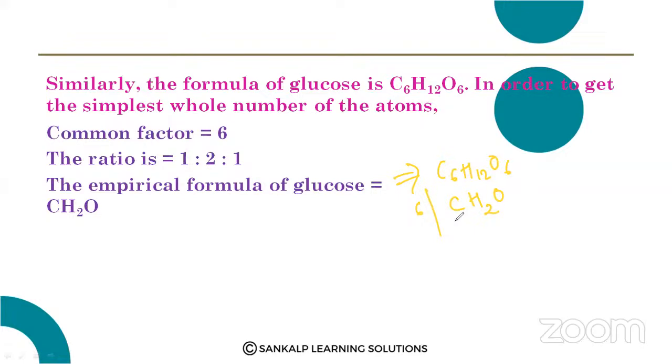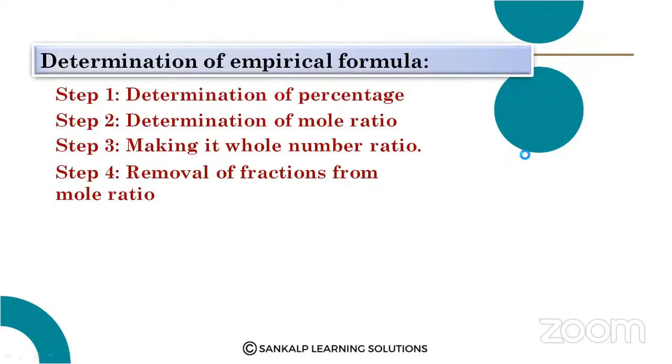So what is the simplest whole number ratio of these atoms? It is 1:2:1. The common factor here is 6, and the ratio comes to be 1:2:1. And thus, the empirical formula is CH2O. Empirical formula is nothing but finding the simplest whole number ratio by taking out a common factor. So like this, you take out the common factor.